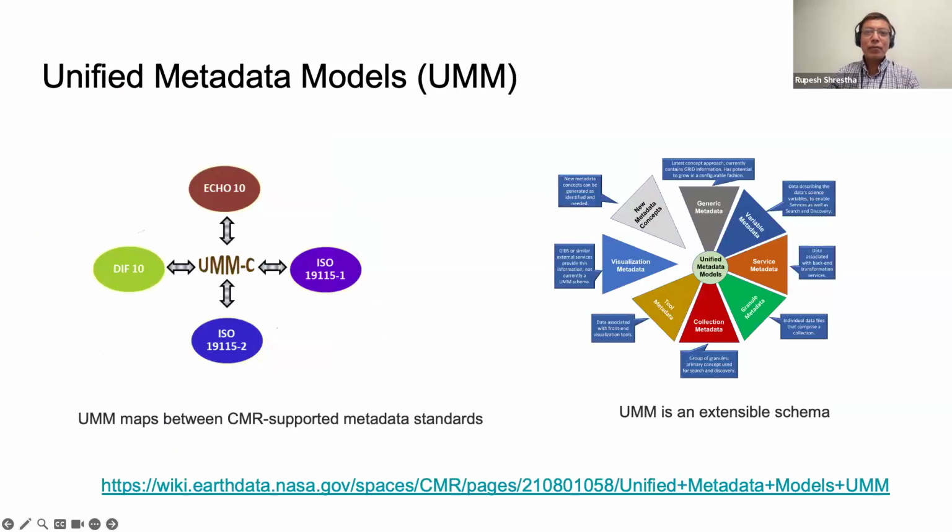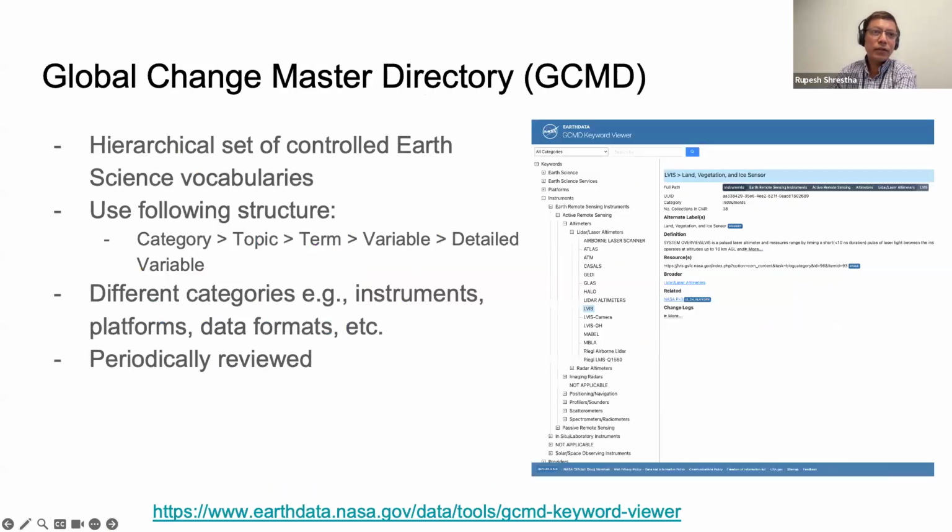So these metadata schemas provide a foundation for structuring metadata. They also provide a predefined set of elements for describing the data. So as you can see, schemas provide the mapping for different CMR supported standards, such as ISO and the older ECHO format. So in addition to both UMM-C and UMM-G, there are also schemas on variables, services, tools, and visualization, etc.